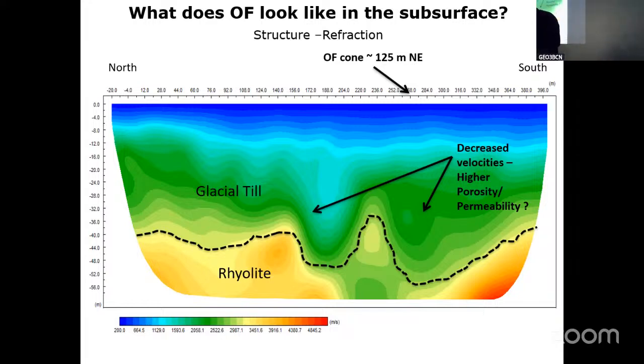So this is the seismic refraction along line 1. If the cone would have been right about here, 120 meters to the northeast. Again, these velocities are not very high. Here are our numbers down here. So the greens are around 2,500 meters per second. We're not really seeing anything elevated in the glacial till. Therefore, if someone asks me, I think that's not where the structure is.